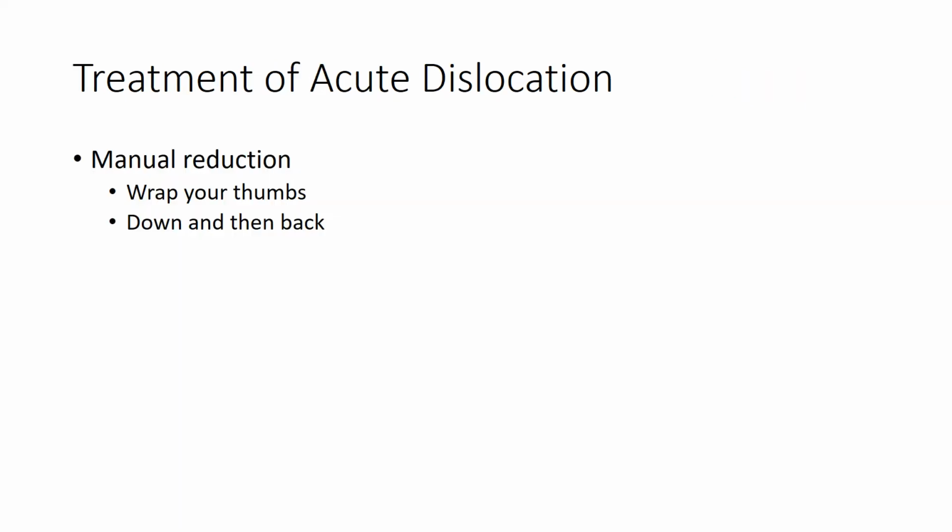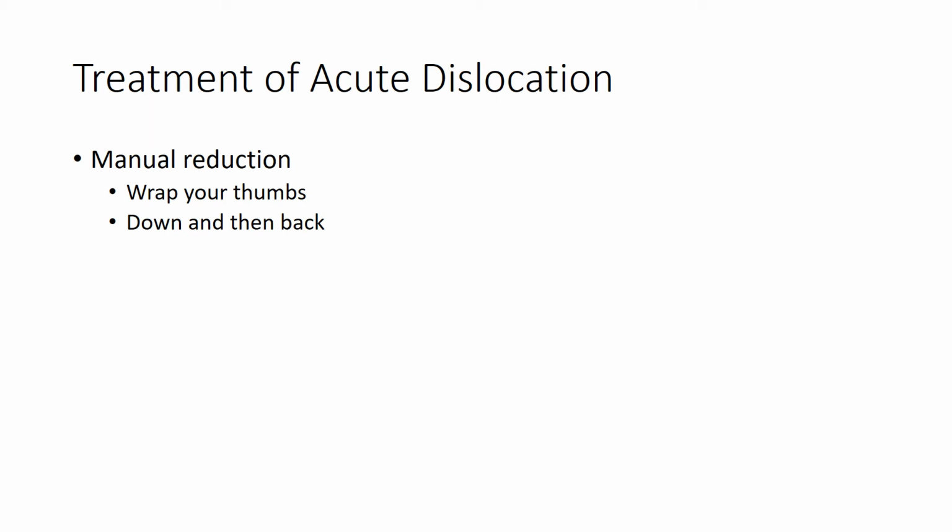So if you're curious how one manually reduces a dislocation, I'll tell you. Give the patient a lot of pain medication, maybe something to help them relax, and then wrap your thumbs in many, many layers of gauze. Tape it all together so you have big padded thumbs, and then you put your thumbs on the patient's lower molar teeth, so kind of the back teeth on the bottom.